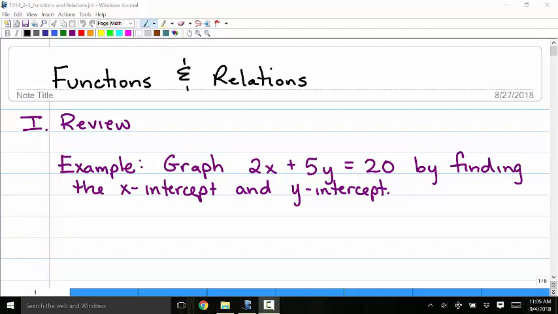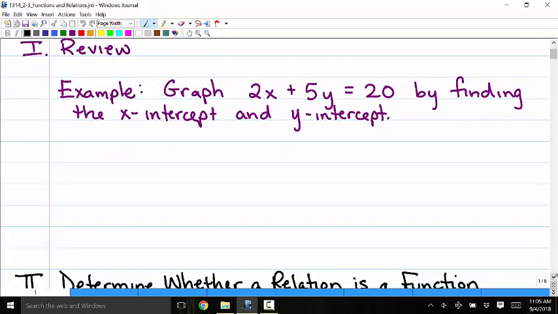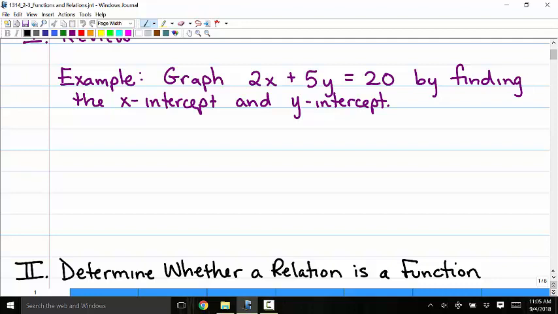Okay, let's go talk about functions and relations. This is in the prerequisite part of it. Before you even start a review, go graph 2x plus 5y equals 20 by finding the x-intercept and y-intercept. That's something you should already be able to do, but let's go talk about it. How do you find x and y intercepts?